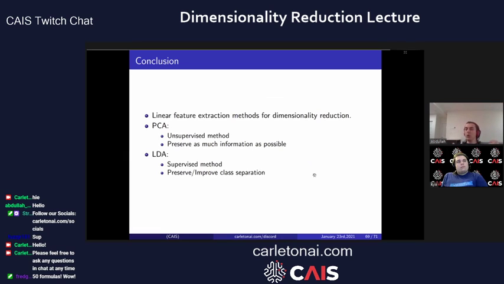To summarize, we talked today about linear feature extraction methods for dimensionality reduction. And we discussed two methods in detail: PCA, which is unsupervised and tries to preserve as much information as possible when reducing the dimensionality of the data. LDA, on the other hand, is supervised and tries to improve or preserve the class separation in the new projected data.